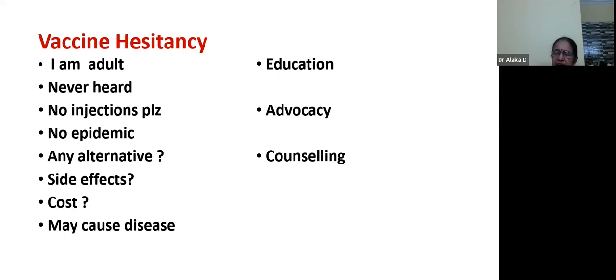And therefore you can train one of your assistants, paramedical workers, so that while the patients are waiting in your waiting area, your receptionist or other helpers can talk to these people. And those who are above 50 at least should be educated, advocated, and counseled for taking this adult immunization. That is the way we will be able to help them.